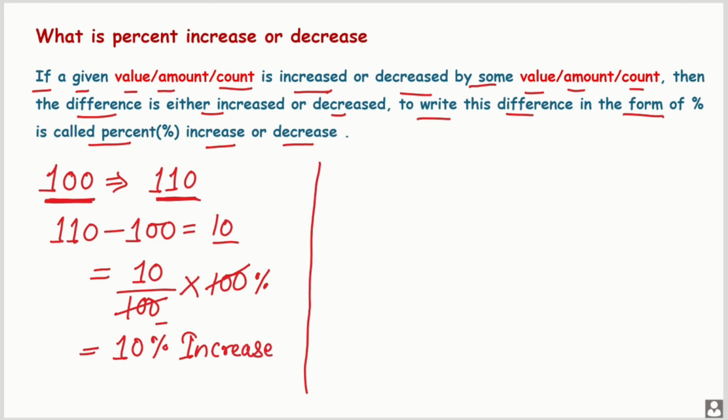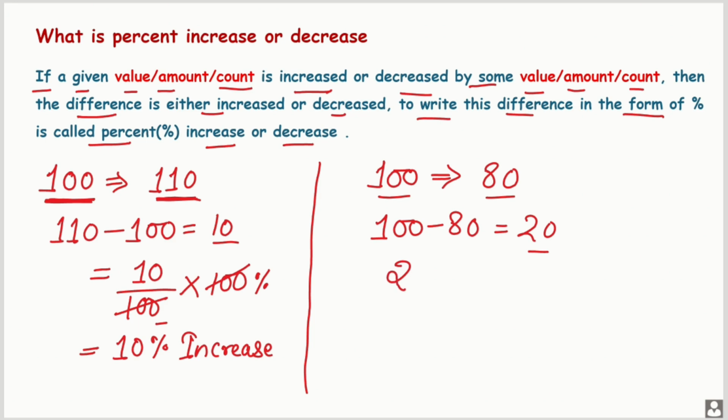Now, in the second case, if we are given with the value 100 and after some change, it become 80. So, what is the difference between these two values? 100 minus 80, which is 20. Now, how to write this 20 in the form of percent? So, 20 over 100, because 100 is a base value, it was given first.